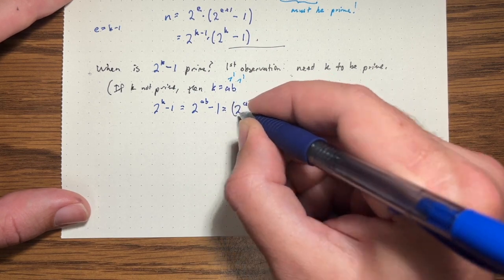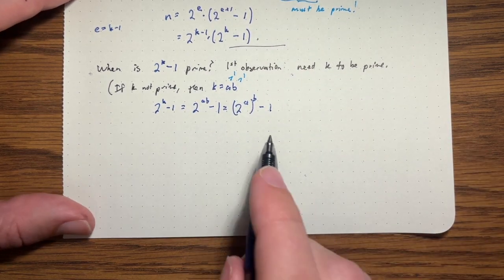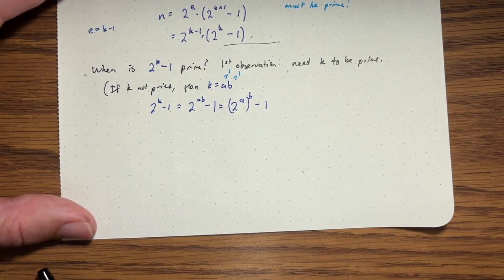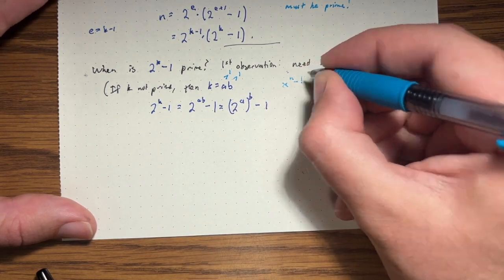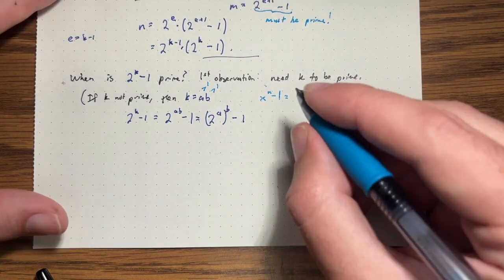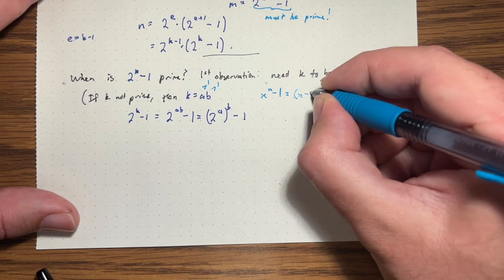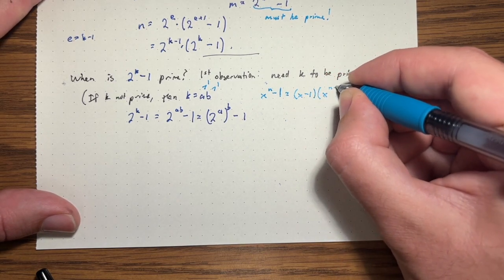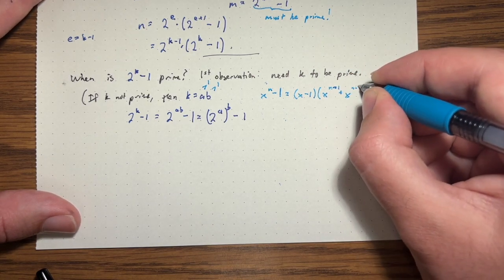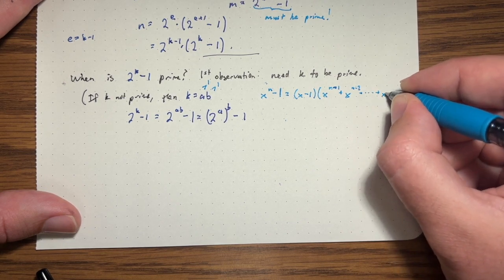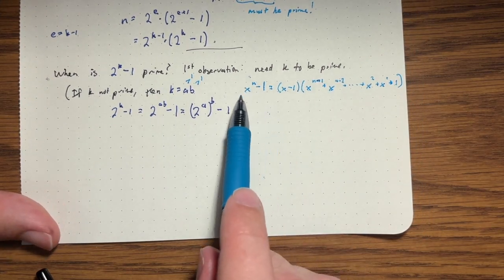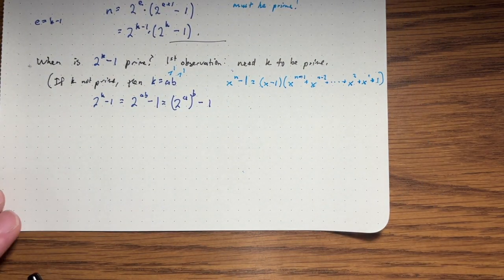But I can use the property of exponents to write it as 2 to the a, to the b, minus 1. Let me write this out over here. In general, if you have a polynomial like x to the n minus 1, that's going to factor. x squared minus 1 is x minus 1 times x plus 1. In general, this is always going to have a factor of x minus 1, then another factor, which is where we got the formula for the geometric series from. So x to the n minus 1 has the following factorization.